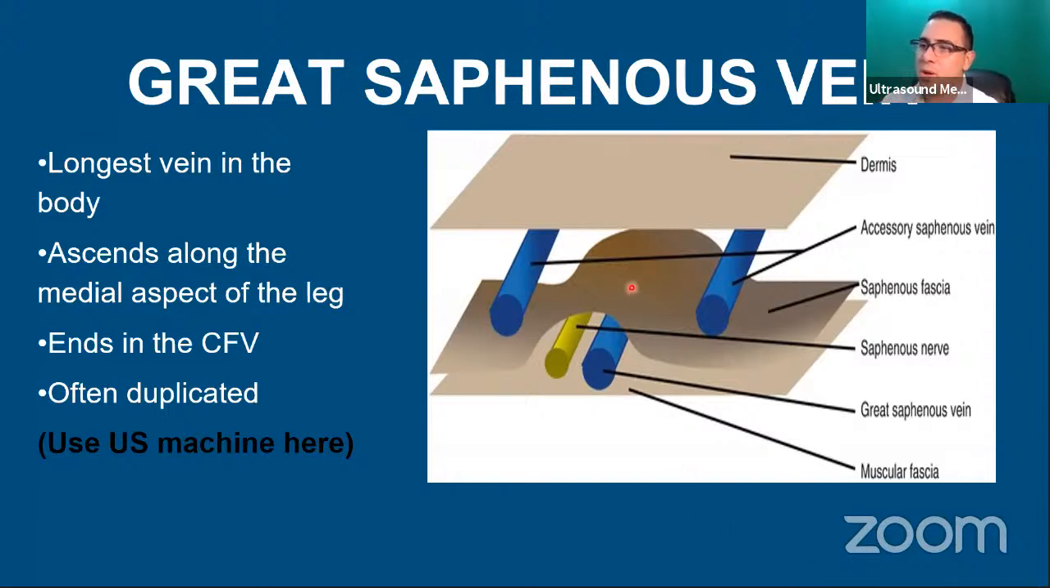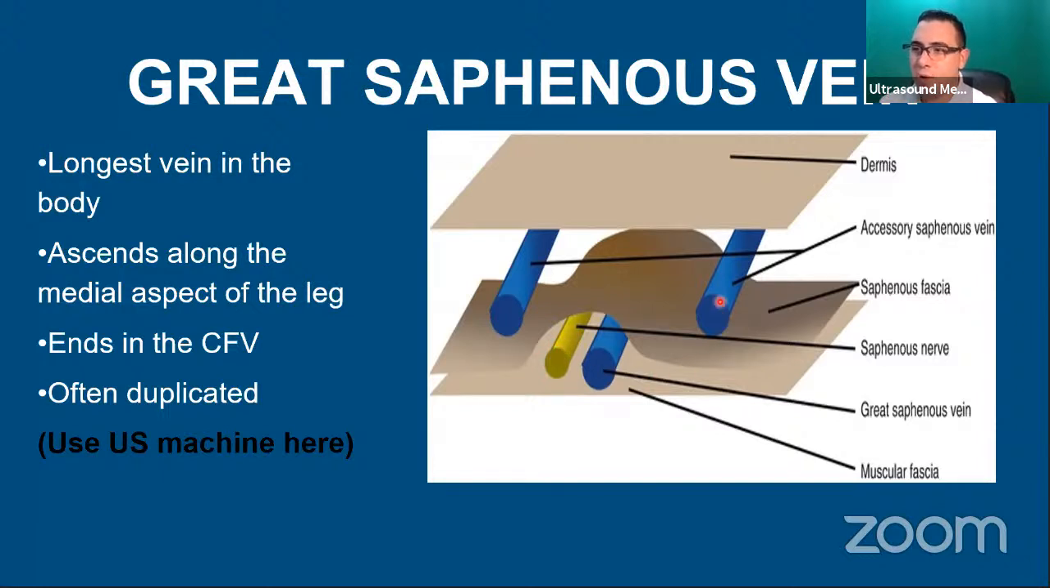But sometimes we see all this accessory saphenous vein in here, and they're outside of the saphenous fascia, which is this one right here. So saphenous fascia, that's what we call it. And here we have what we call the muscular fascia, this one. The saphenous vein goes together with the saphenous nerve in here.